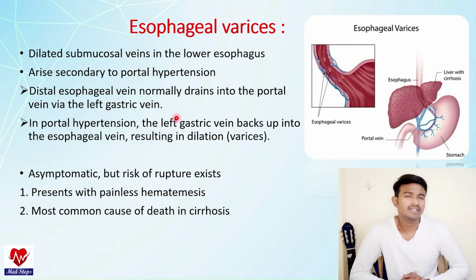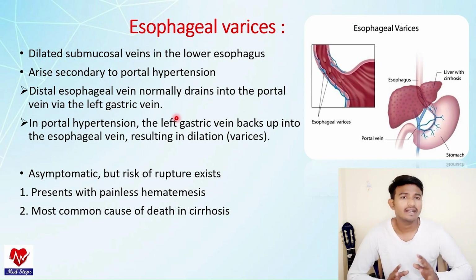In esophageal varices, you will get painful hematemesis because after dilation, the blood vessels will rupture and that blood will go to the stomach area. At that time, because of that irritation, you will get vomiting. In that vomiting, you will have blood. That's why we call this painful hematemesis. It is the most common cause of death in cirrhosis. If a patient has liver cirrhosis, that patient will get esophageal varices.